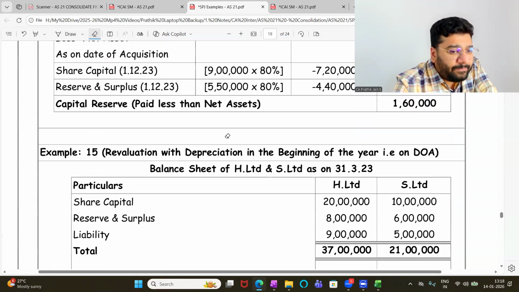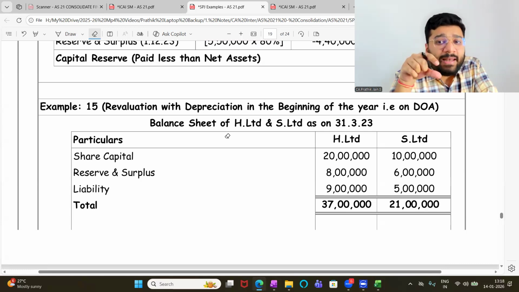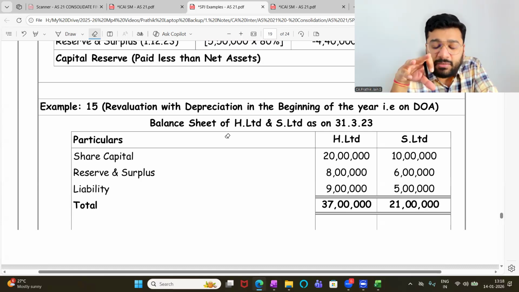Example 14 we did last class. Example 14 was pure revaluation, no depreciation. Why? Because the acquisition was done on the same date, revaluation on the same date, and the balance sheet was done on the same date. So I prepare the consolidated balance sheet on the date of acquisition. So there's no depreciation, there's no usage of asset. On the same day we acquired the business, same day revaluation, same day CBS. So there's no depreciation in example 14.